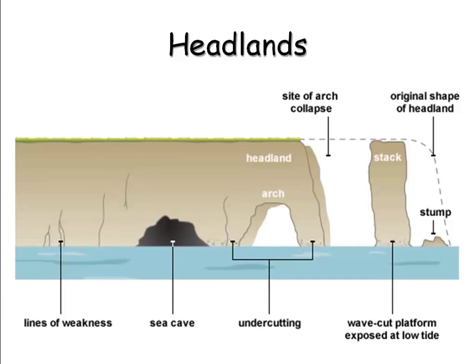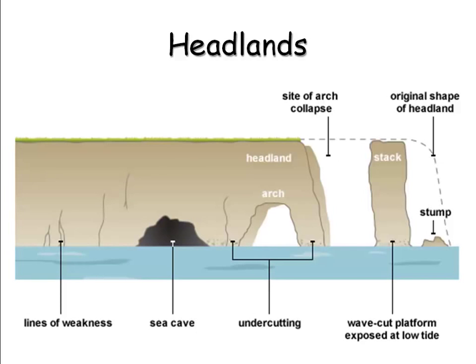But if an arch does form, eventually it'll erode sideways and upwards. It'll get to the point where it can't support the weight of the rock above the arch anymore. That will eventually, over time, collapse, falling into the sea, leaving an isolated stack. Again, stacks can be attacked not just by the action of the sea, but by processes of subaerial weathering as well. The result of those can be a stump. And you can see from the dotted line marks on the screen where the headland would once have been, and how it looks now, and you can probably predict how it'll look in the future.